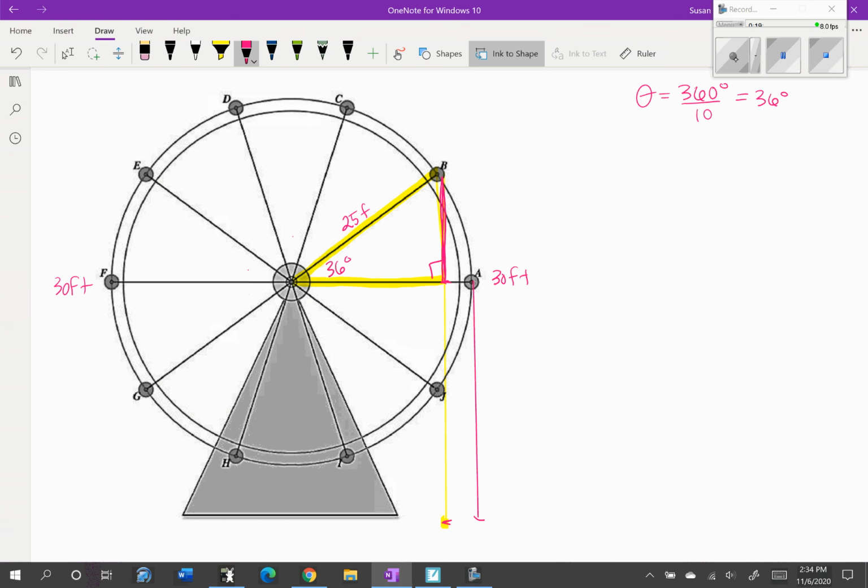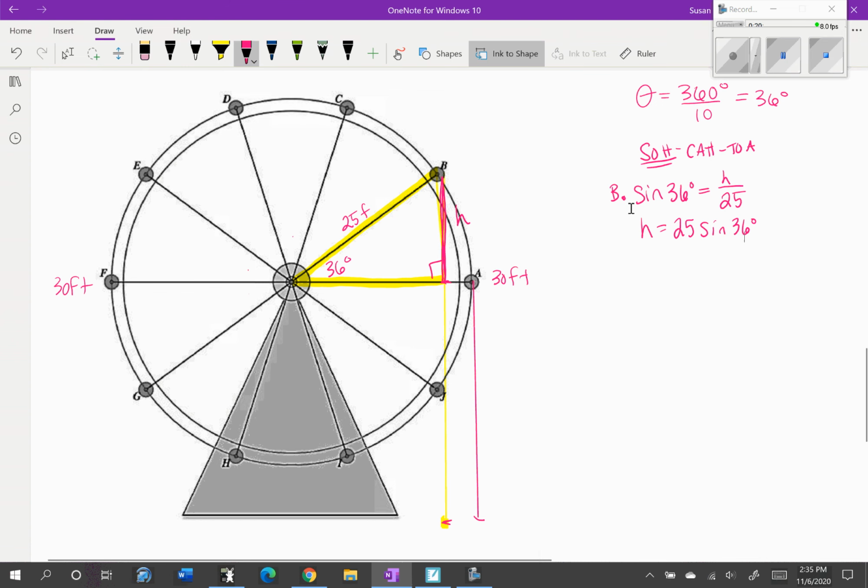So if it's the opposite and hypotenuse, then remember, we have SOHCAHTOA. So sine is opposite over hypotenuse, so I can use my sine function to help me. So we're doing the B point here. So the sine of the angle 36 degrees is equal to, we're trying to find, I'm going to call that h for height, so h over 25. So in order to solve, multiply both sides by 25. So h is equal to 25 times the sine of 36 degrees.